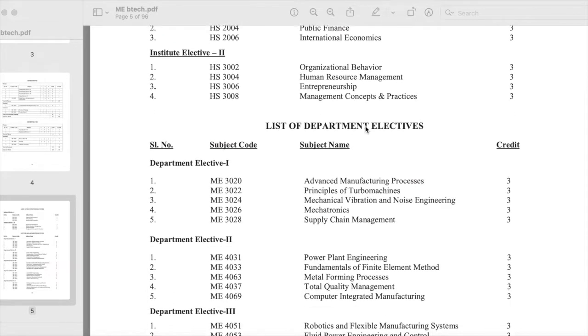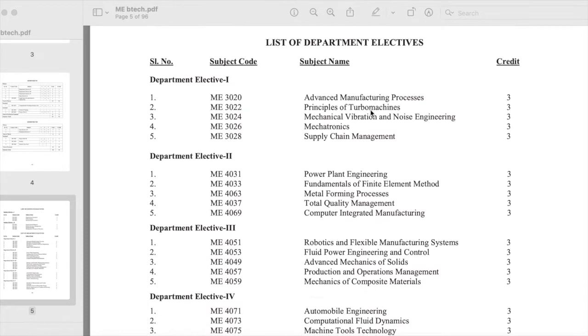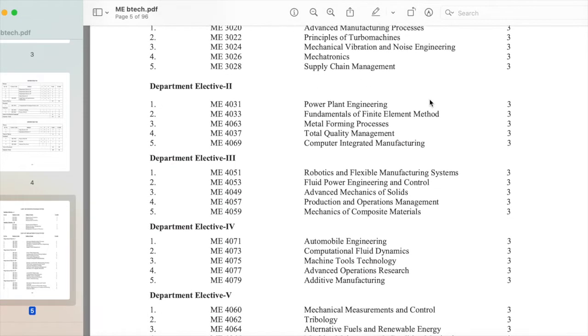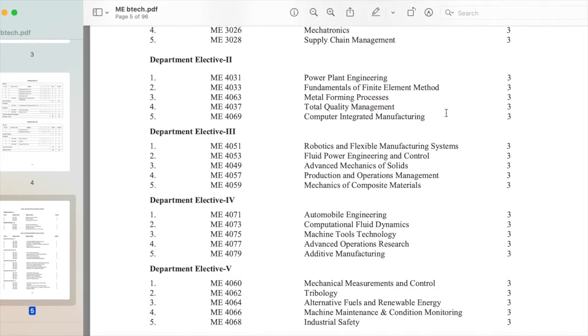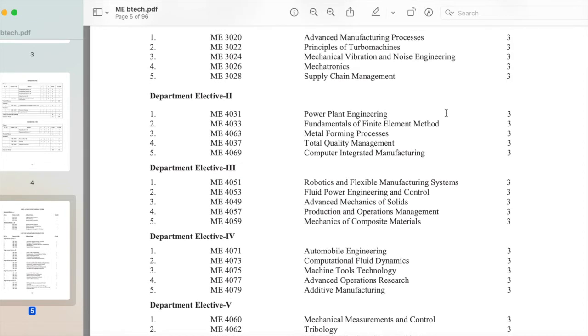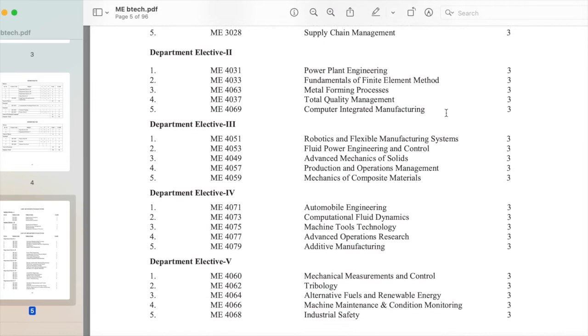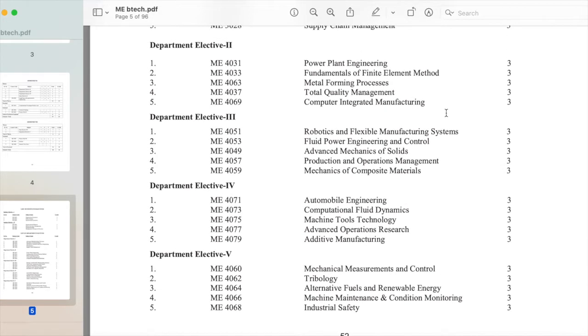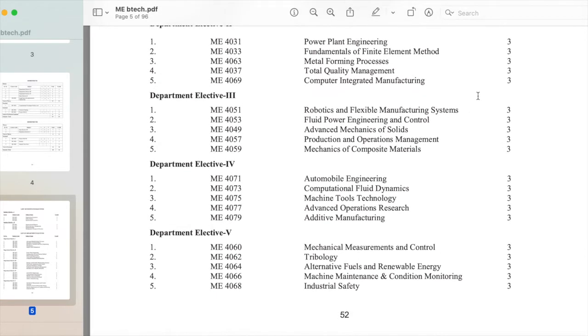Next comes the list of Department Electives. Department Elective I: Advanced Manufacturing Processes, Principles of Turbomachines, Mechanical Vibration and Noise, Engineering Mechatronics, Supply Chain Management. Department Elective 2: Power Plant Engineering, Fundamentals of Finite Element Method, Metal Forming Processes, Total Quality Management, Computer Integrated Manufacturing.